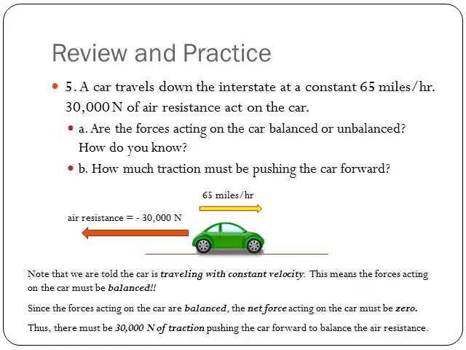So if I add to my diagram, here's 30,000 newtons of traction pushing the car forward. 30,000 newtons plus a negative 30,000 newtons would equal zero for the net force, and that's exactly what we said it had to be. So this concludes the first lesson on forces. We've looked at how we define force and net force, looked at balanced and unbalanced forces, and then how those forces, balanced and unbalanced, relate to an object's motion, meaning whether it will accelerate or whether it will travel at constant velocity.